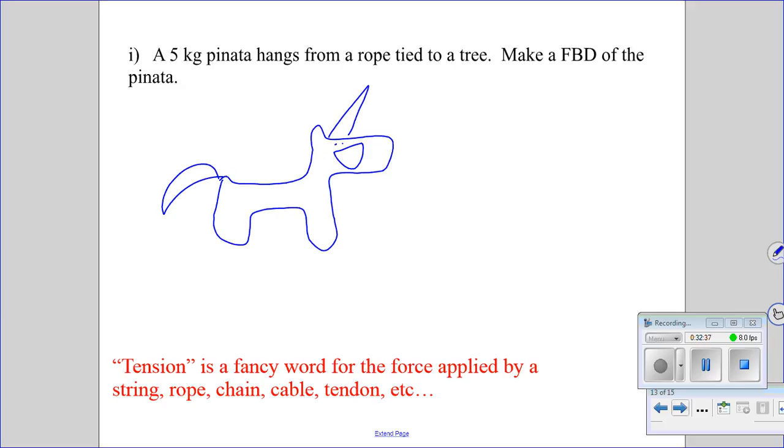All right, what forces are acting on our piñata? He's 5 kilograms. So, what's the first force we should draw? Gravity. Negative 49 newtons. He's hanging from a rope tied to a tree. What else do we know?